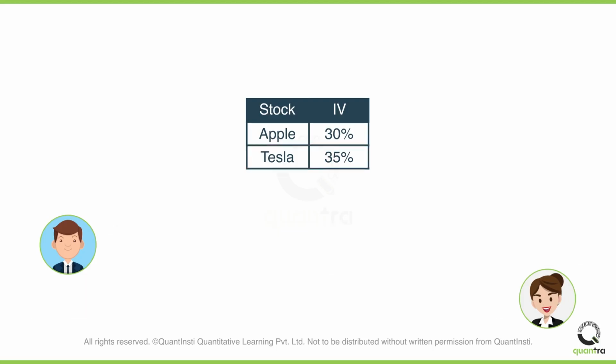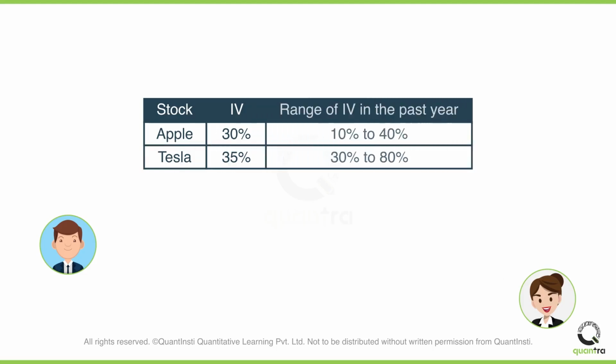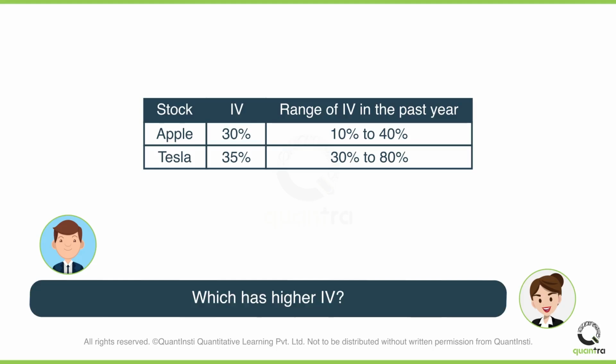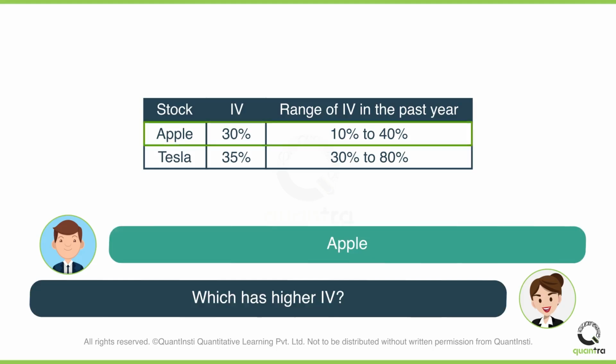Let me add some more information here, concerning the range of IV values in the past year. Now tell me, which asset has a higher IV? Oh, it should be Apple because its IV is currently on the higher side in comparison to the past year. So people are paying a higher premium for Apple now than in the past year.